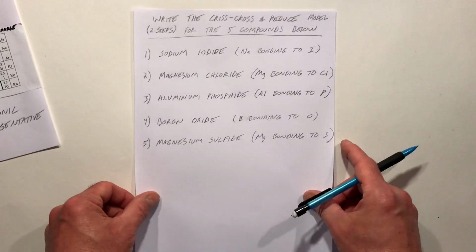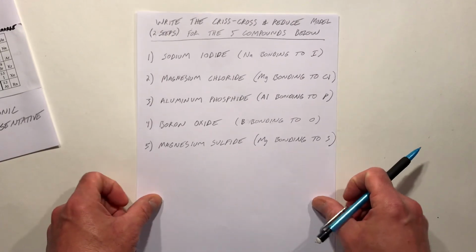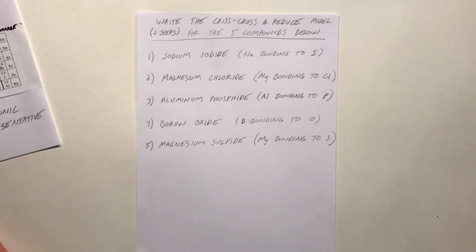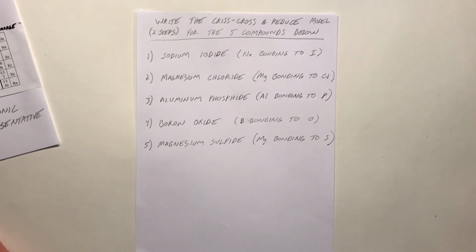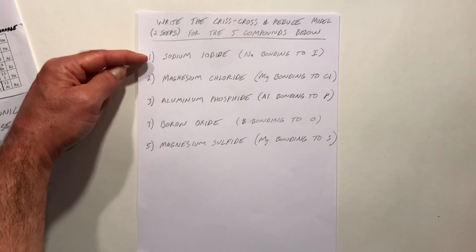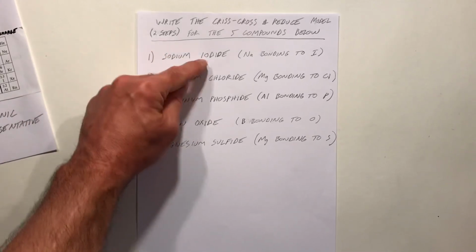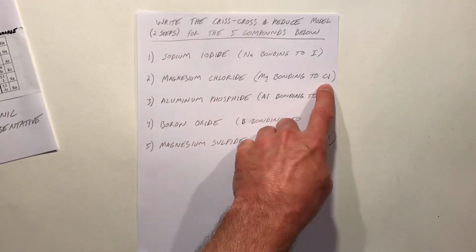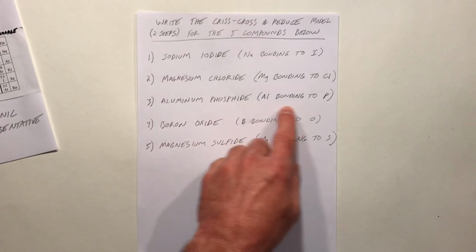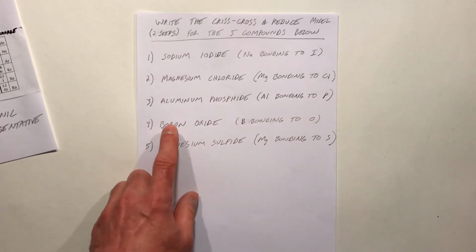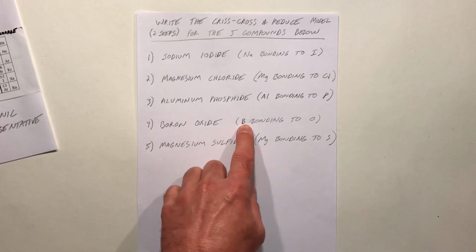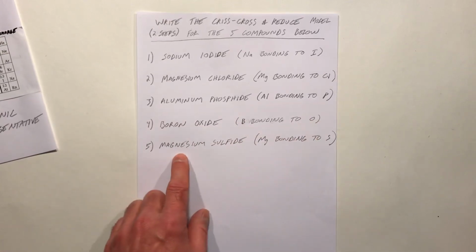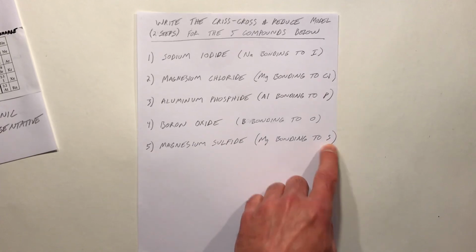Now, if you understand what we were doing here today, then you should be able to write the crisscross and reduce method, both parts, step part 1 and part 2, where we write the ions, and then part 2 we write the formula for the compound for these compounds. Sodium iodide, where sodium bonds to iodine. Magnesium chloride, magnesium bonding to chlorine. Aluminum phosphide, aluminum bonding to phosphorus, P is phosphorus. Boron oxide, where boron bonds to oxygen. And magnesium sulfide, where magnesium bonds to sulfur. Good luck.